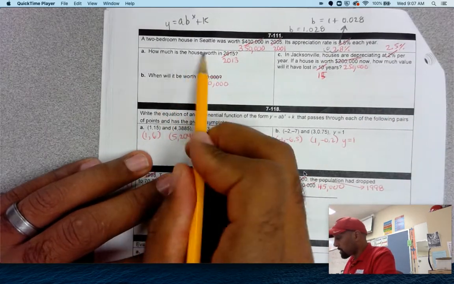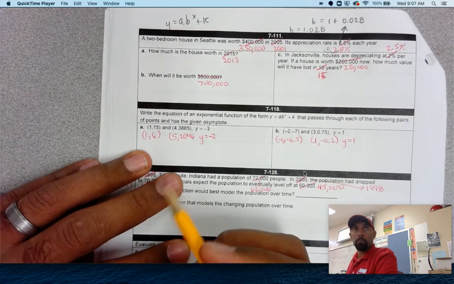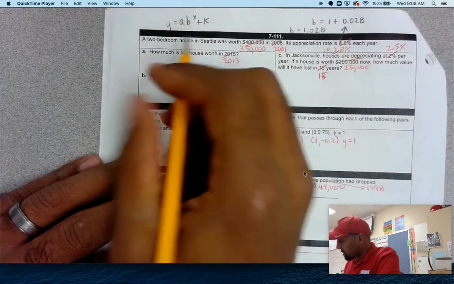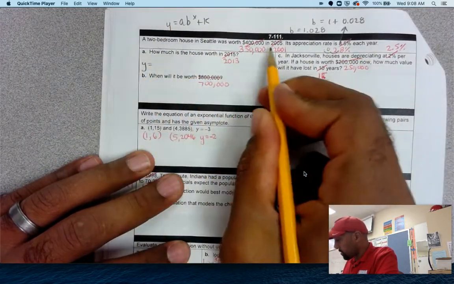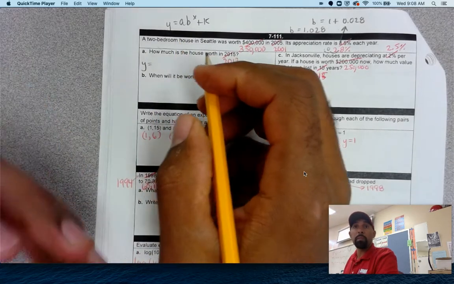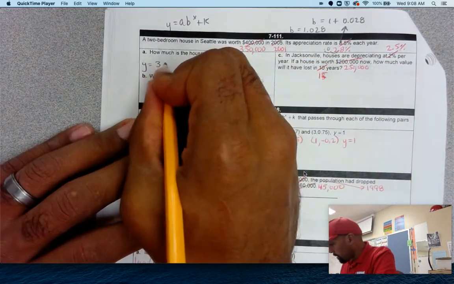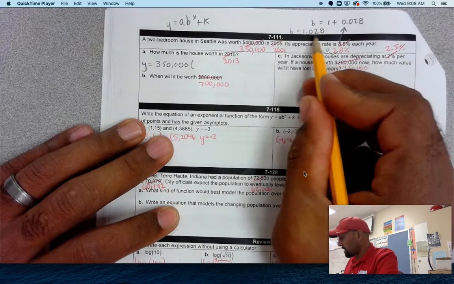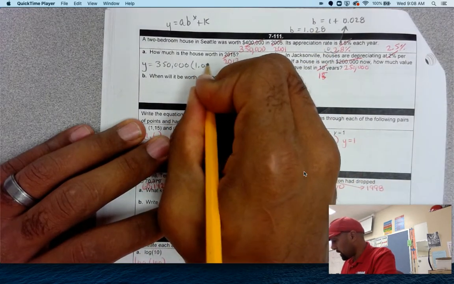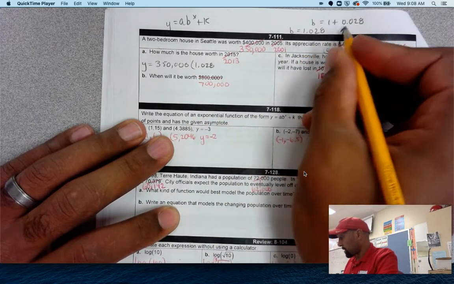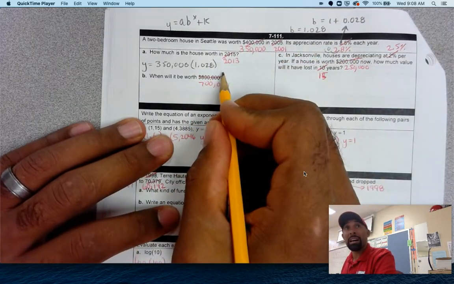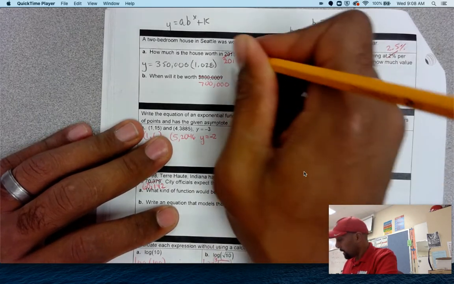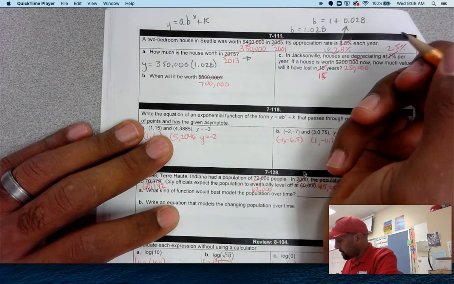All right, so anyways, how much is the house worth in 2013? Well, first let's set up our equation. Our A is going to be whatever we started with, the principal amount. Principal means what you started with, which is 350,000. And then the B is going to be your rate, 1.028, or the rate plus 100% in this case. And then raised to the amount of time. Now remember, in 2001 this was the value, and we want to know what it was in 2013. So that would be how much later? 12 years.